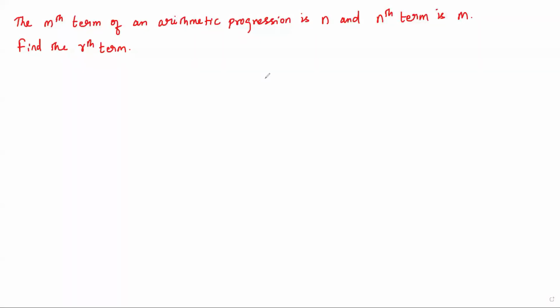The mth term of an arithmetic progression is n and the nth term is m. Find the rth term. So we have been given the mth term of an arithmetic progression, that is n, and the nth term is m. Using these two pieces of information, we have to find the rth term.